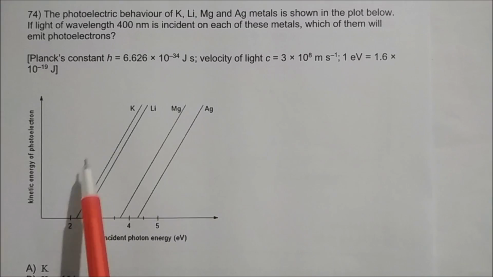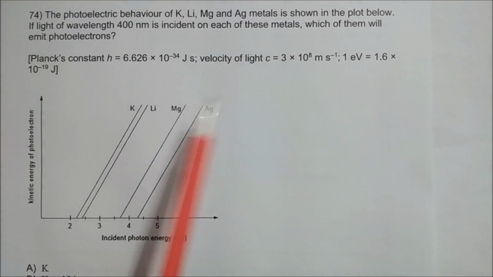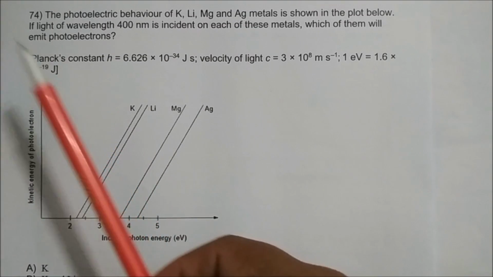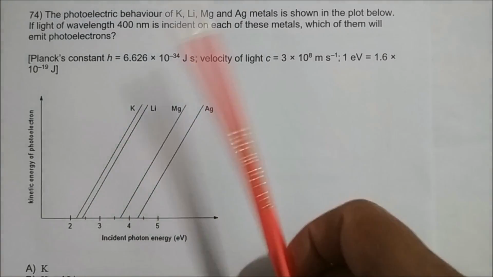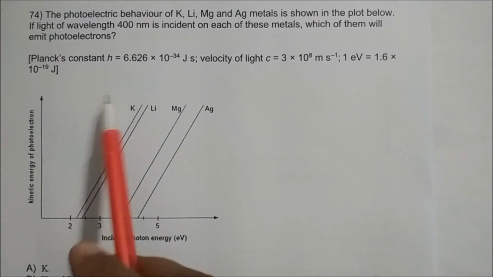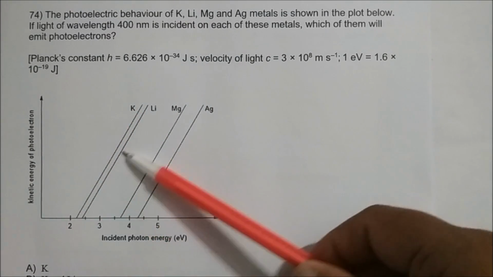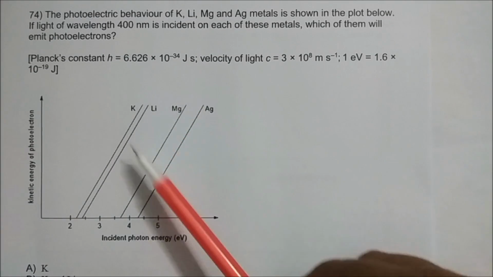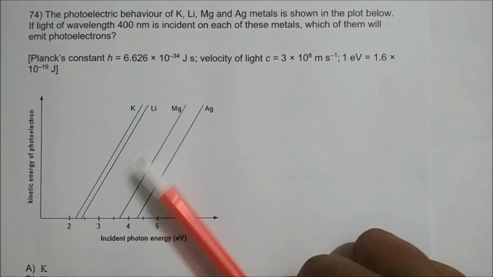The photoelectric behavior of potassium, lithium, magnesium and silver metals is shown in a plot. If light of wavelength 400 nanometers is incident, then which of these metals will emit photoelectrons? Photoelectrons will be emitted if the incident energy is more than the minimum threshold energy of these metals.